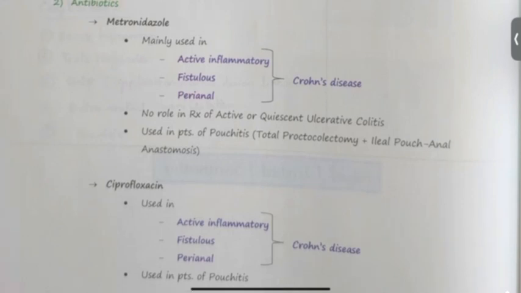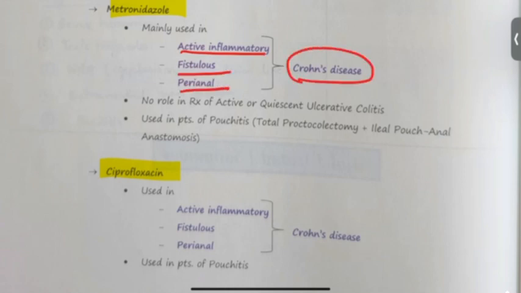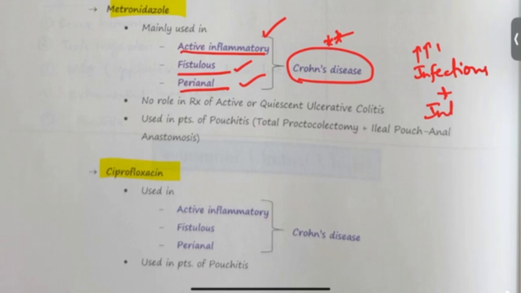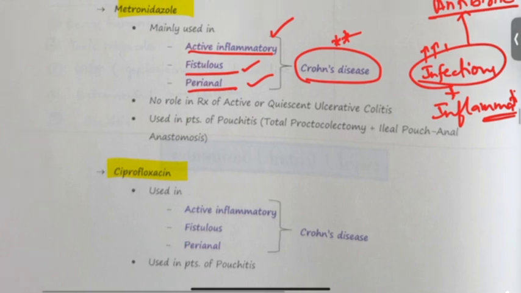Other than that, we can also use antibiotics, like metronidazole and ciprofloxacin. So when is metronidazole used? Metronidazole is used in active inflammatory, fistulous or perianal Crohn's disease. If there is active inflammation going on, or an internal or external fistula, or perianal involvement in Crohn's disease, there will be increased chances of infection along with inflammation. So for inflammation we can give 5-ASA agents, and to treat the infection we will need antibiotics, and metronidazole is used in these three types of Crohn's disease.